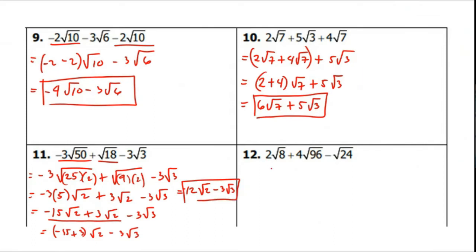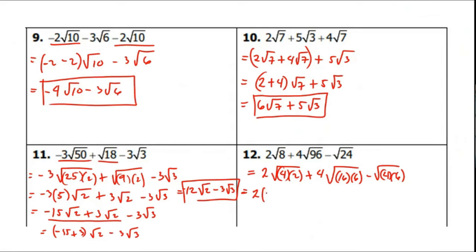Number 12, we have 2 square root of 8 plus 4 square root of 96 minus square root of 24. So now we can simplify those terms that can be written in simplest form. So 2 square root of 8 is 4 times 2, plus 4 square root of 96 can be written as 16 times 6, minus square root of 24 can be written as 4 times 6. Okay, so simplifying, we will be having 2.